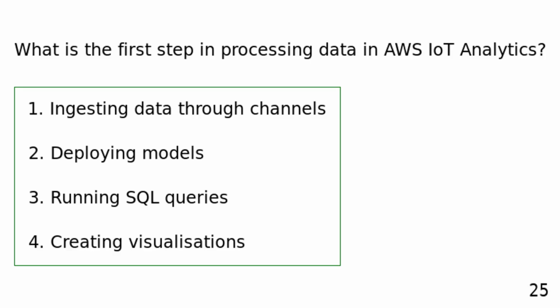What is the first step in processing data in AWS IoT Analytics? Ingesting data through channels. Deploying models. Running SQL queries. Creating visualizations.